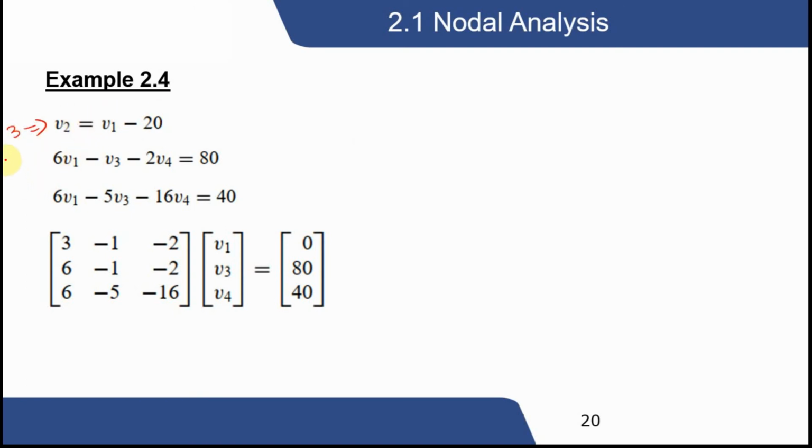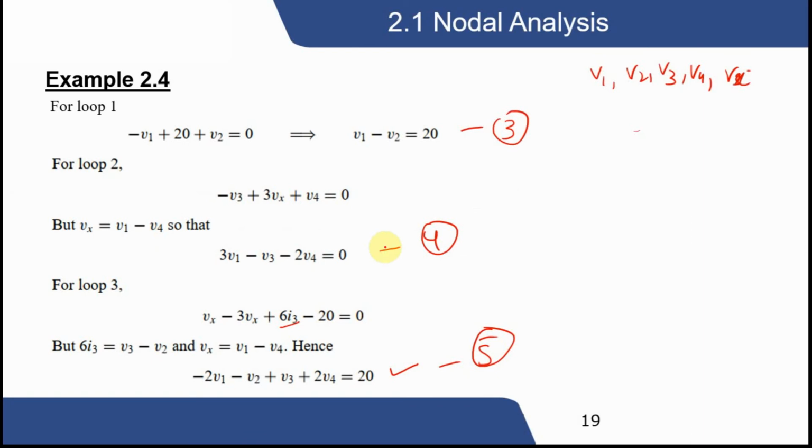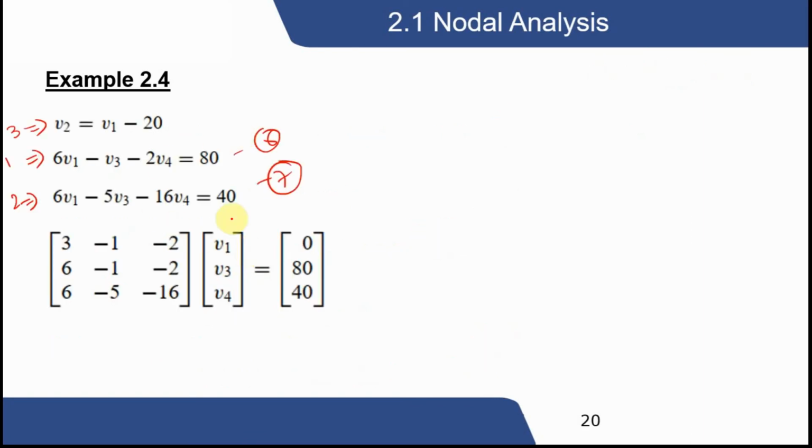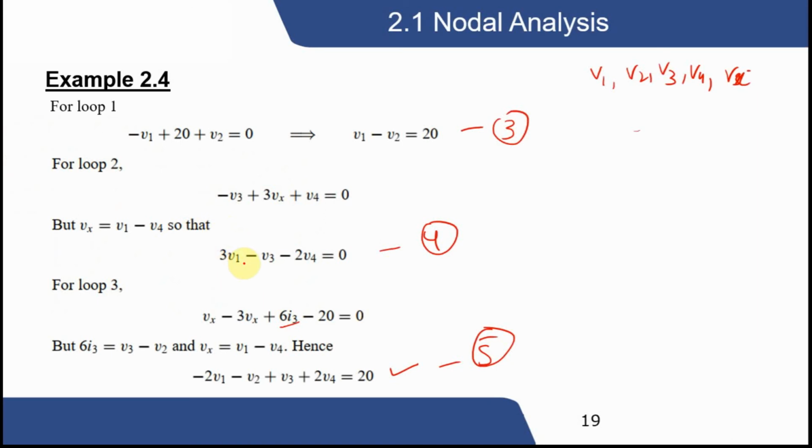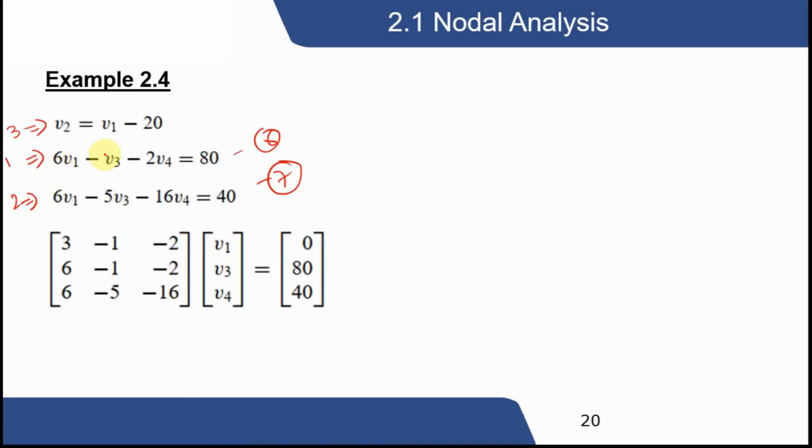We put it into equation 1, so we remove v2 from equation 1, and we put it into equation 2. So this is equation number 6 and this is equation number 7. So we have equation 6 and equation 7 in v1, v3, v4. So we have minus 3, minus 1, minus 2; 3, minus 1, minus 2; 6, minus 1, minus 1, minus 2; and 6, minus 5, minus 16. This is the constant on the right side.